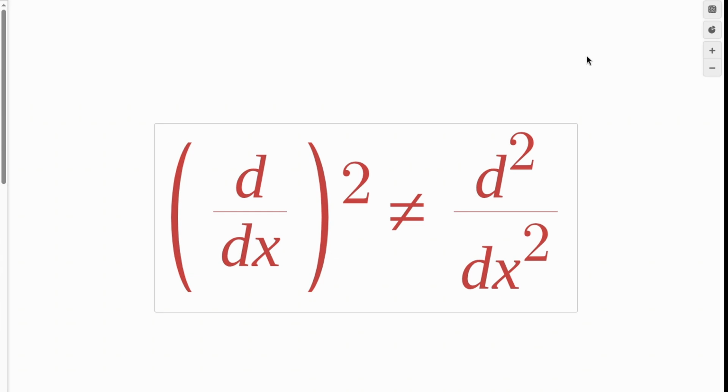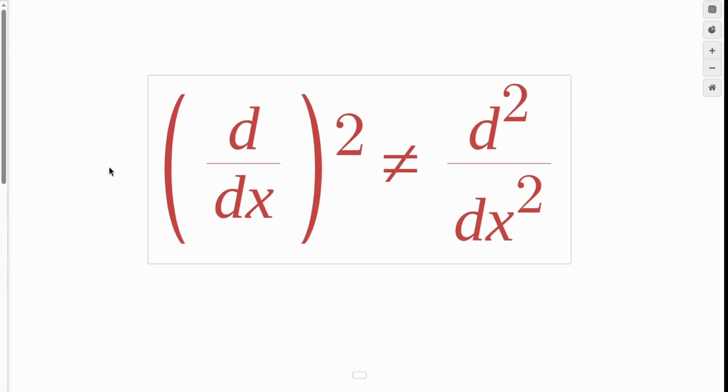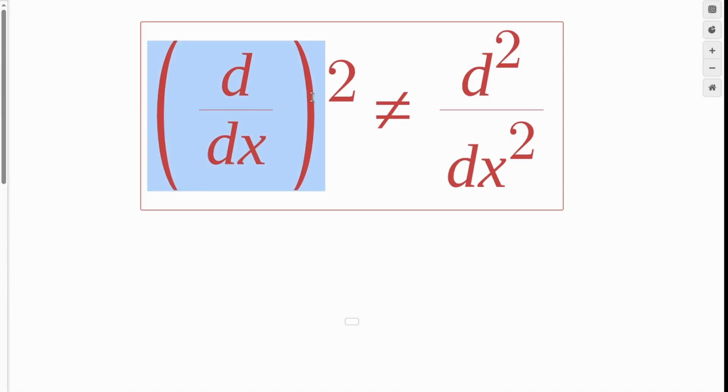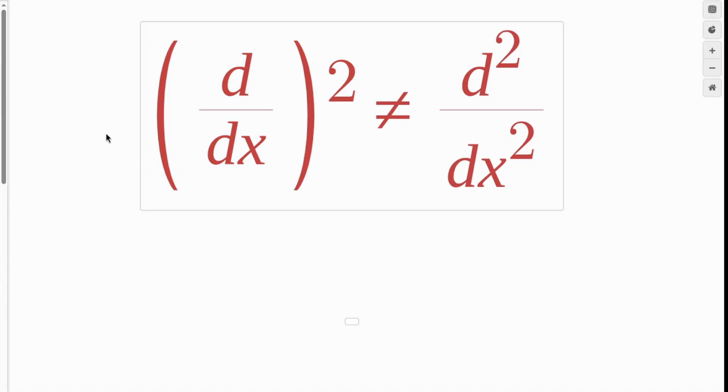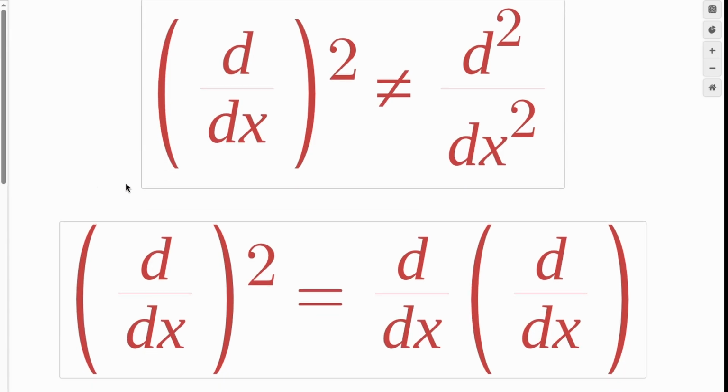It's common notation in math to have this d squared over dx squared be the second derivative. But that is wrong. First of all, what does it mean to take d over dx squared? That means applying the function twice. And, well, what is the d over dx function?